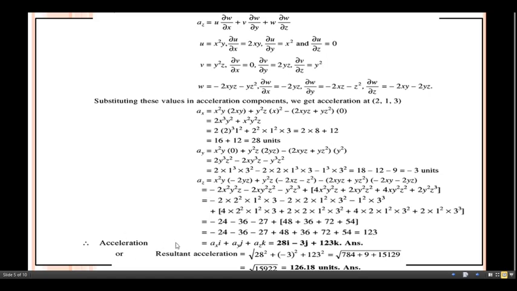Now we know the acceleration a is nothing but a_x i plus a_y j plus a_z k. So substitute the value of the acceleration component along the x direction, that is 28, minus, next one a_y with us, 3 units. Here the value is negative, so minus 3j, plus the next one 123, which should be substituted for this a_z. So we can get the resultant value with the help of this one, the square root of 28 squared plus minus 3 squared plus 123 squared. If you solve this, what do we get here? 126.18 units.